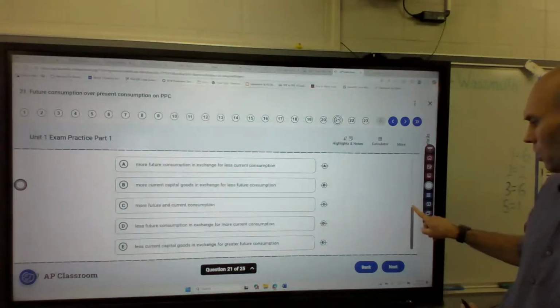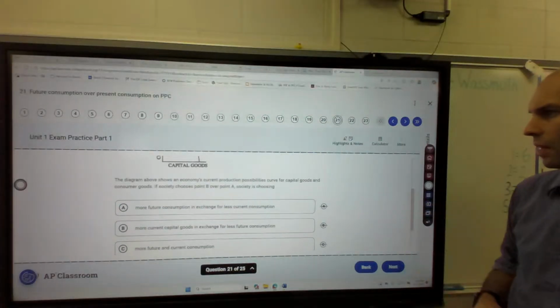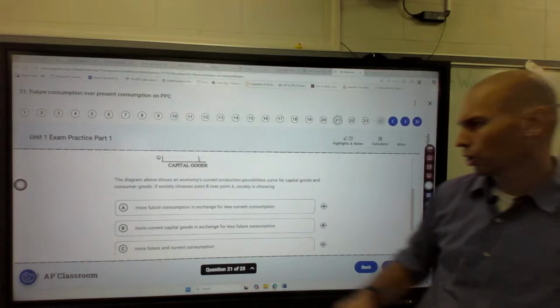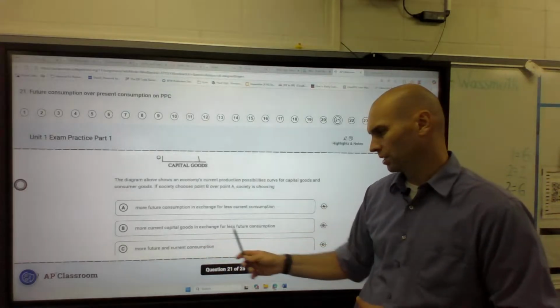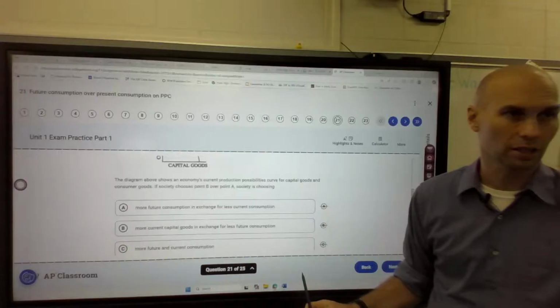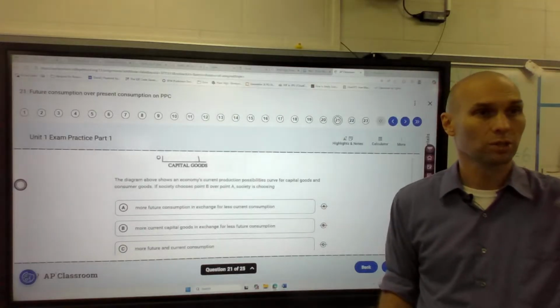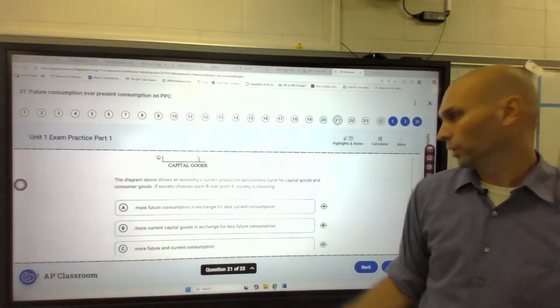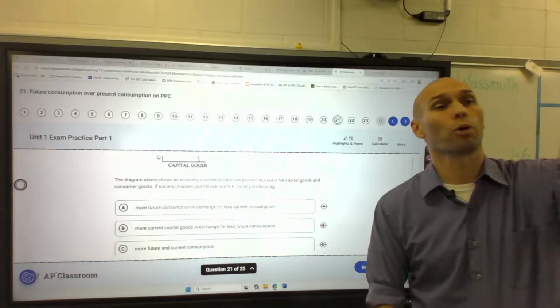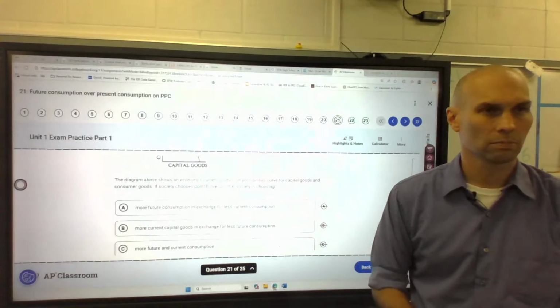So the question says, society is using more current capital goods in exchange for less future consumption. No, you don't give up future consumption, because when you have capital goods, you use those to make what? To make more consumption. So we don't have to give up future consumption. In fact, we get more future consumption. Okay, so you want more future consumption.